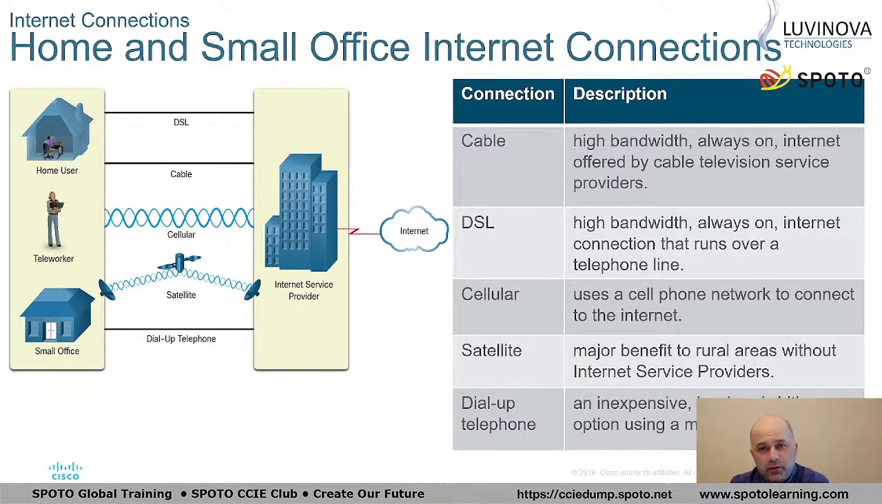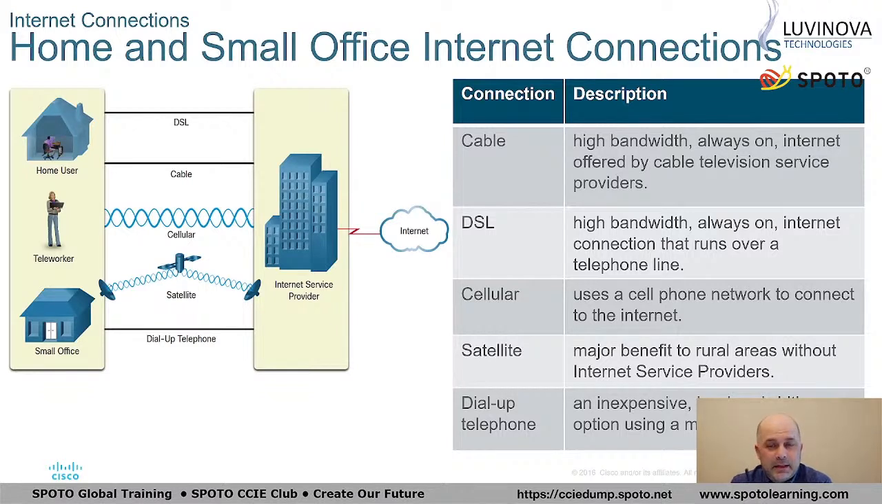Cellular uses a cell phone network to connect to the internet, right? So it's your mobile phones, guys. Ladies and gentlemen, we are using those mobile phones and this cellular network daily. Satellite is something we don't use that often. Maybe some of us never used it before. Why? Because satellite network is given only on rare occasions when we don't have a network around.